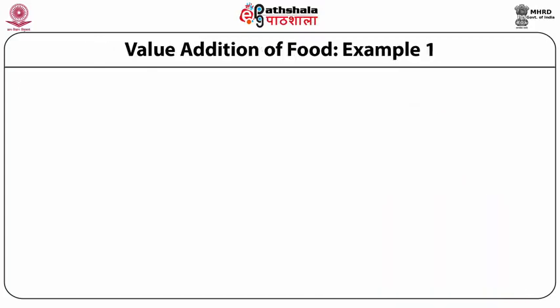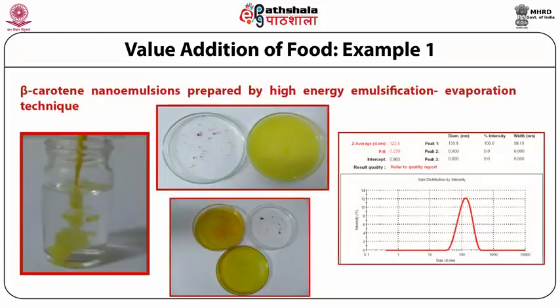We will now see two specific examples of value addition of food through nanoformulations. The first is a beta-carotene nanoemulsion prepared by a high energy emulsification evaporation technique. In this figure, the top left shows particles of beta-carotene in water which are not soluble, whereas on the right is a nanoformulation of beta-carotene which is completely soluble.